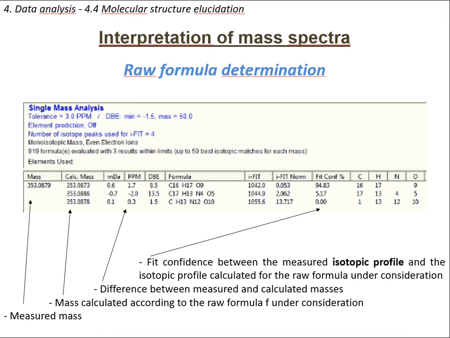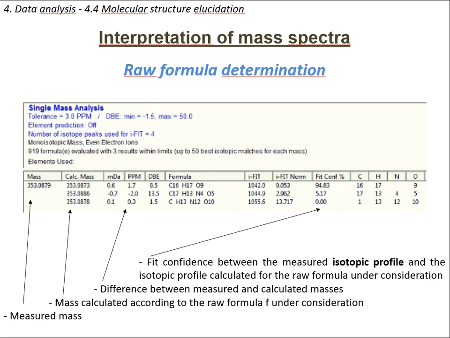So to determine the raw formula, you can use two tools. First, the exact mass, and also what we call the I-fit, or the use of the isotopic profile. So this is what is given by a mass spectrometer for a molecule here. You have an ion of 353. You might guess that it is the caffeoylquinic acid in negative mode because we've lost one proton. So instead of 354, it's 353.